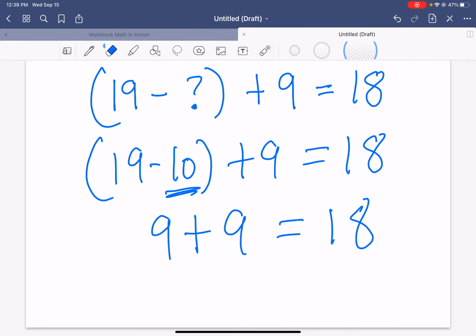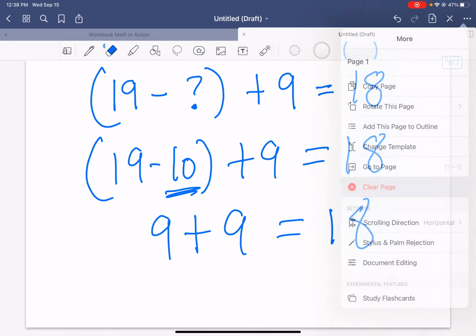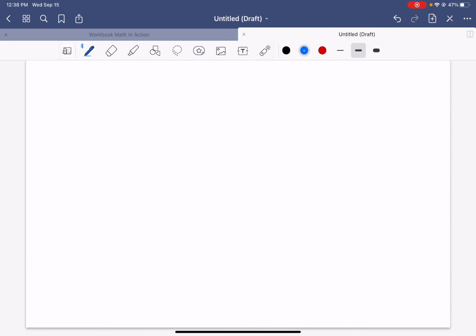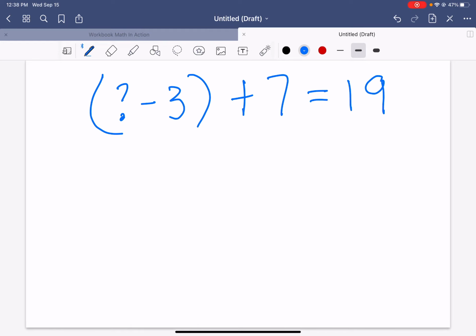All right. So let's write it again. First, it says take 3 away from me, right? Minus 3, parentheses. And then we're going to add 7. And then the sum is 19, right? So we take away 3, minus 3, and then we add 7 and it equals 19.